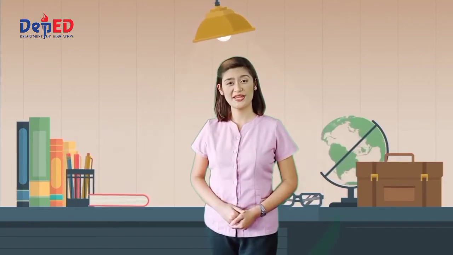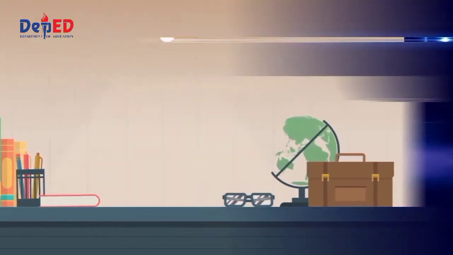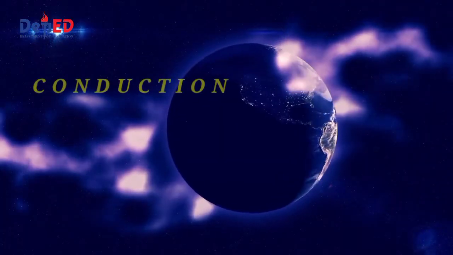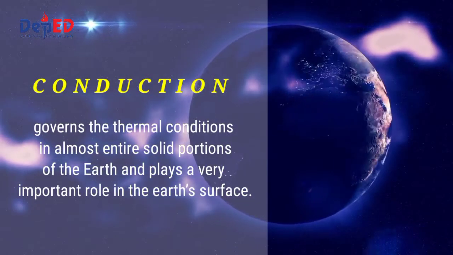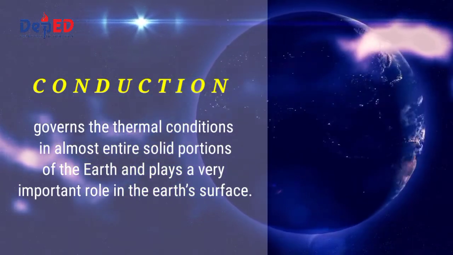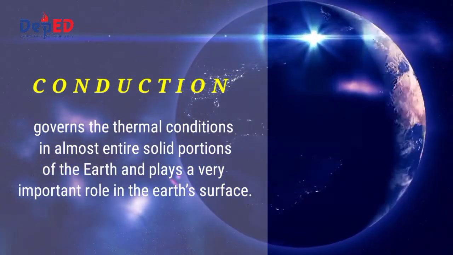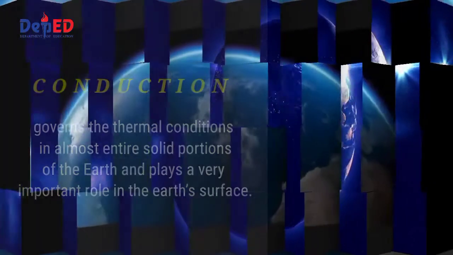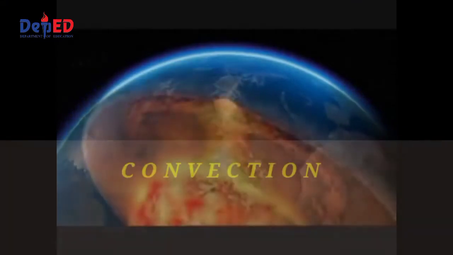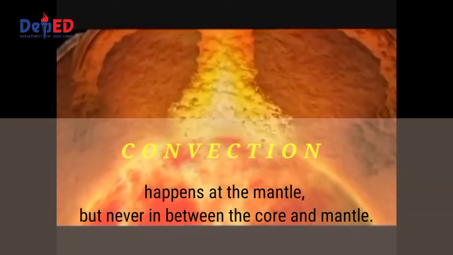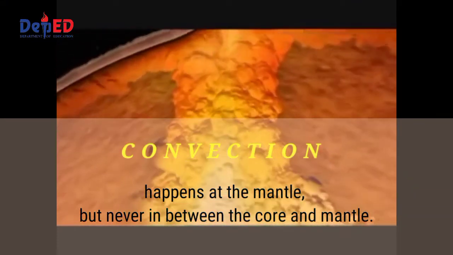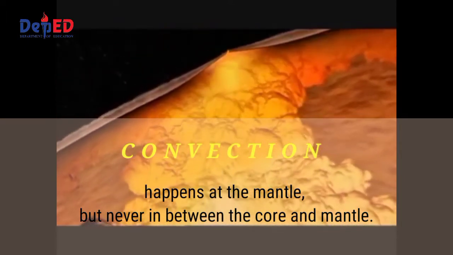There are different ways to transfer heat. Conduction governs the thermal conditions in almost the entire solid portions of the Earth and plays a very important role in the Earth's surface. Convection happens at the mantle, but never in between the core and mantle.